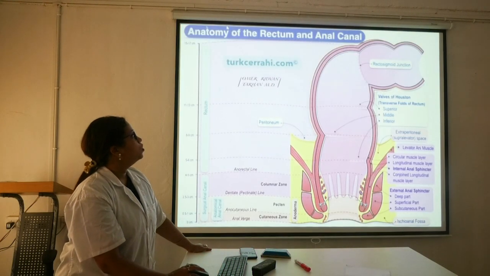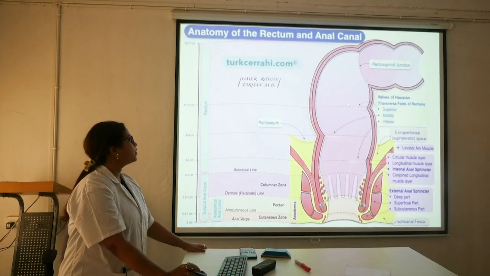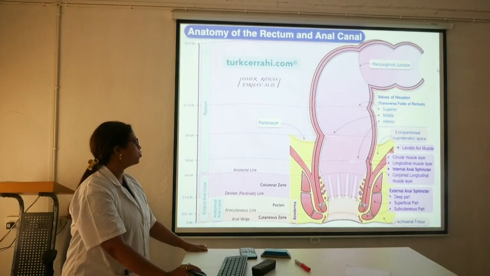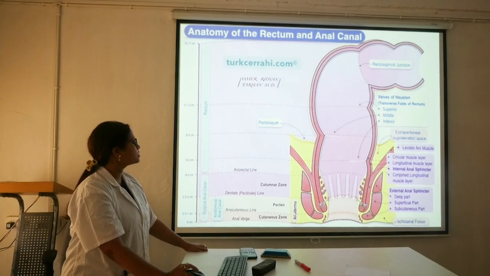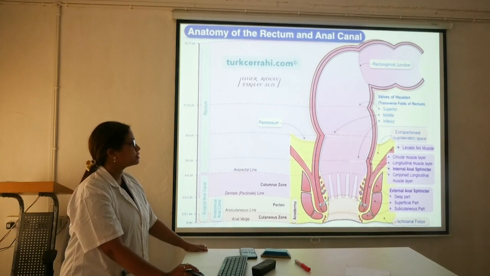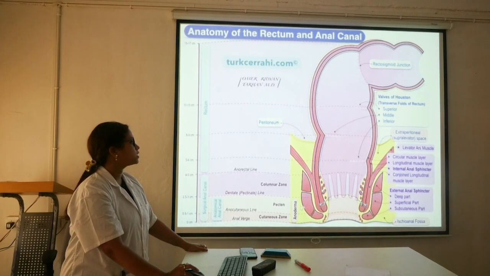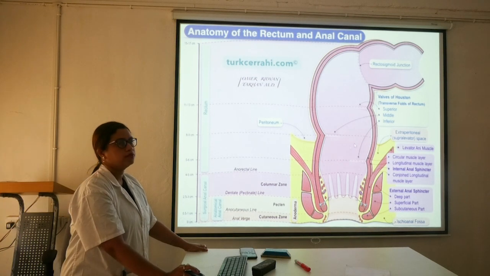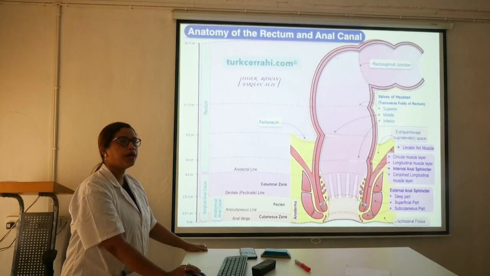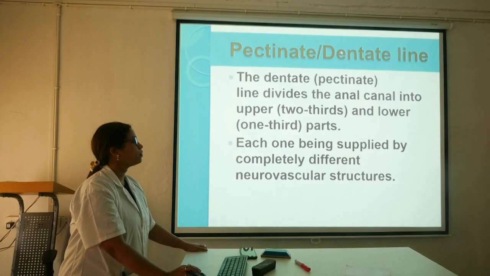Okay, so see these are the different types of zone. First one is the cutaneous zone. Then this area is known as pecten, that means between the pectinate line and white line. Above that is known as the columnar zone, and this is known as the anorectal line. So it is divided into 3 anatomical zones.